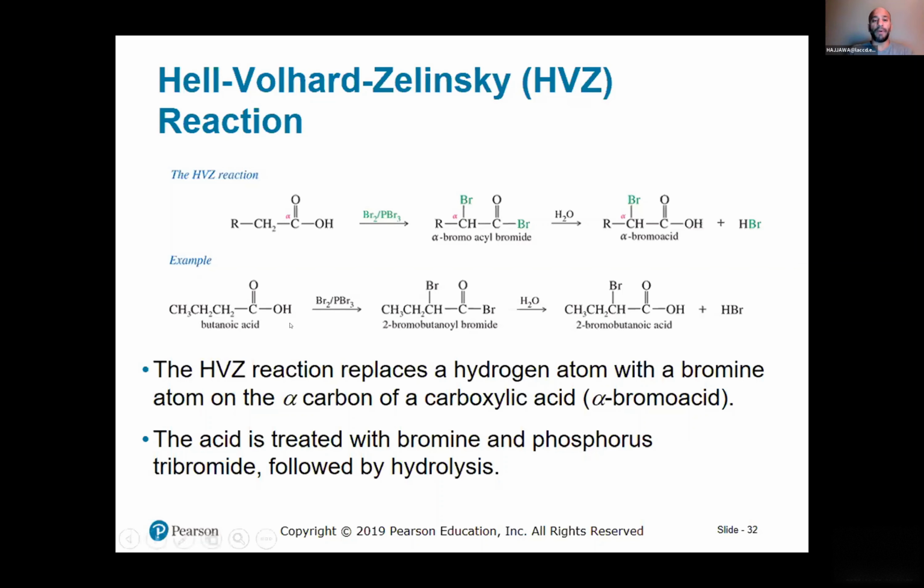So we can see here an example: butanoic acid. It's not wise to use OH minus and Br2. It's not wise to use H plus and Br2. You need to use the Hell-Volhard-Zelinsky conditions, and that basically requires the use of Br2 and PBr3. It's going to give you the acid bromide with the alpha carbon brominated. And one H2O step, hydrolysis of the acid bromide, gives you the carboxylic acid.